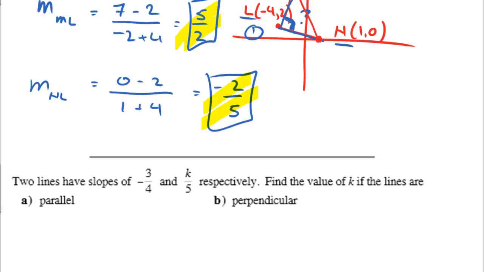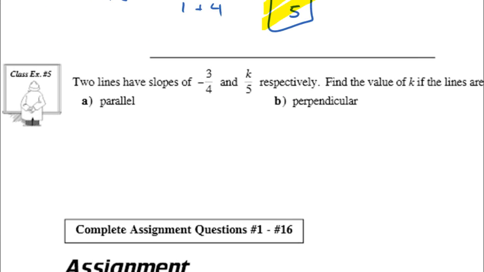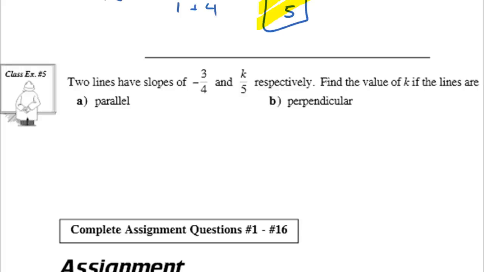Okay, where did this go? There it is. All right, last question. This is sort of the hardest question, so make sure you stay with the video here. I know this video is getting a little bit long here, but this is an important question that asks you to think a little bit outside the box here. So two lines have slopes negative 3 over 4 and k over 5. Well, that k is going to be a pain here.